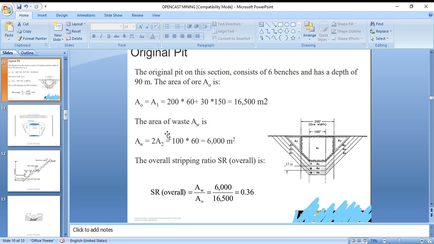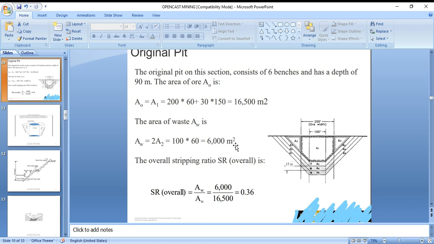Coming to the waste, the waste AW is this side and this side. Both sides will have waste coming. So there is 100 meters. This is the width, which means we can simply say that every ore body has a thickness as well, so this side is actually a 100 into 200 block. That's why it is shown here.